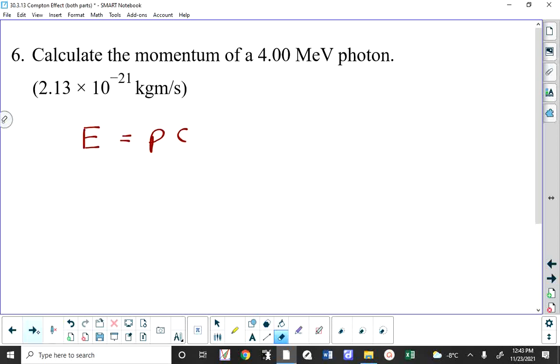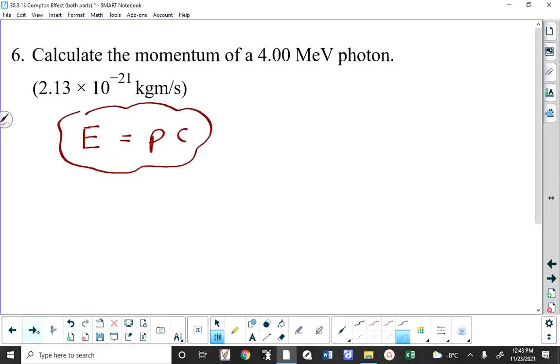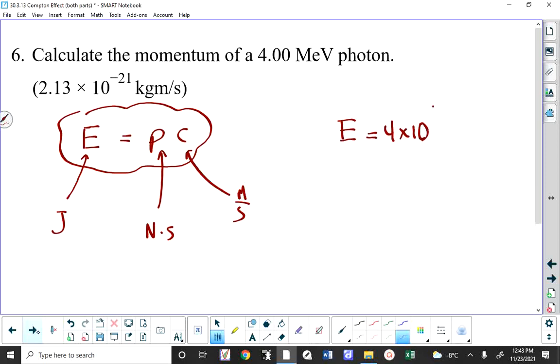The only thing is that this is a formula that requires standard units, which means we need to have joules going in here. Speed of light has to be in meters per second. Momentum has to be in either newton seconds or kilogram meters per second. So this energy up here is not in joules. It's 4 multiplied by 10 to the 6 electron volts.